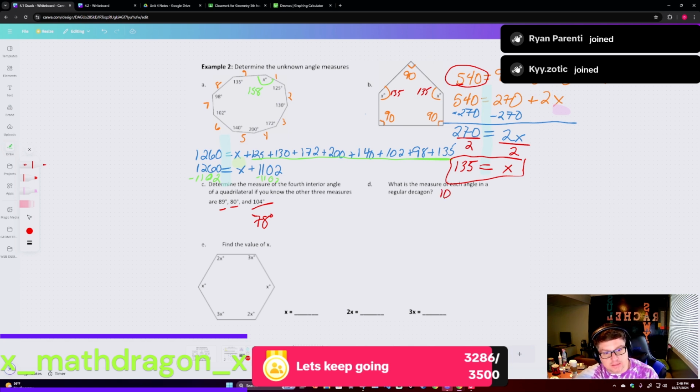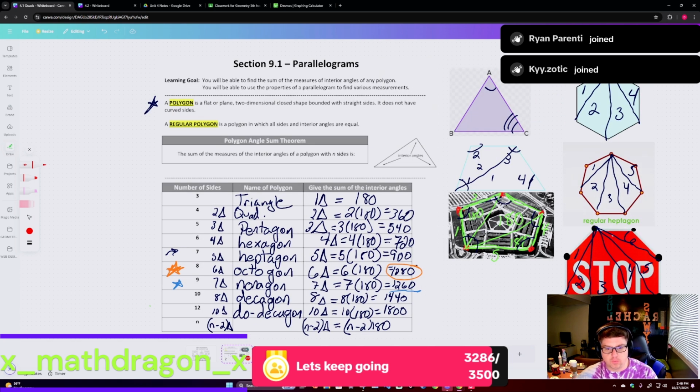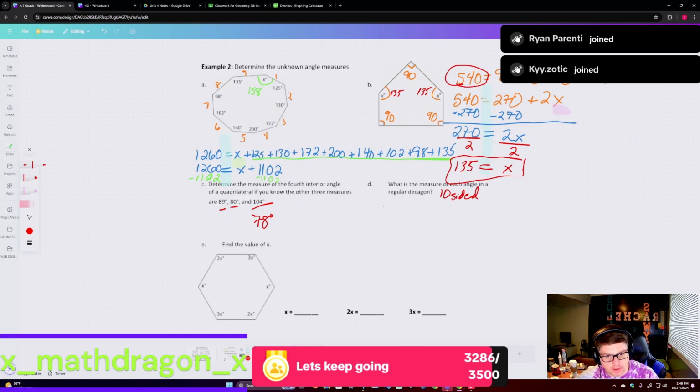What is the measure of each angle in a decagon? So a decagon is a 10-sided figure. And our 10-sided figure, we said, was 1440. So we know that the sum is 1440. And they want to know what is the measure of each angle.